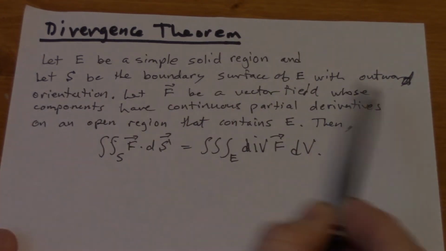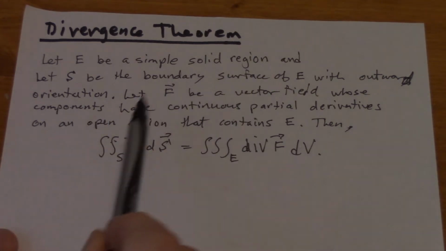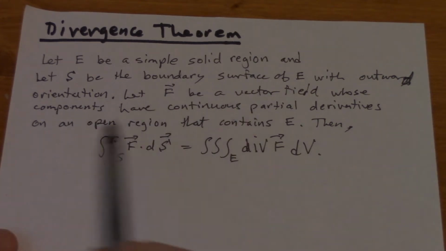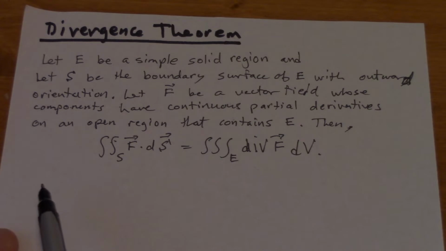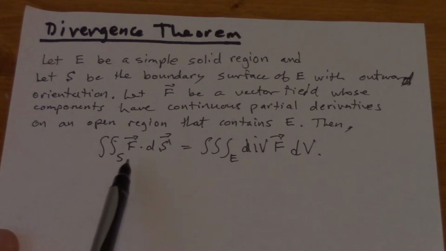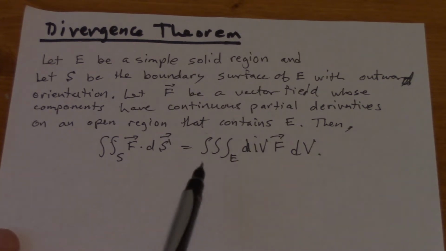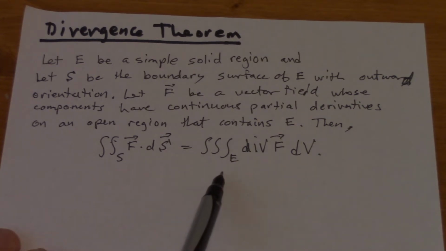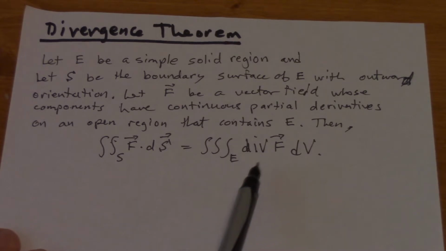S is going to have outward orientation, and if F is a vector field whose components have continuous partial derivatives on an open region that contains E, then the surface integral of F with respect to the surface is going to be equal to the triple integral over the region E of the divergence of the vector field.